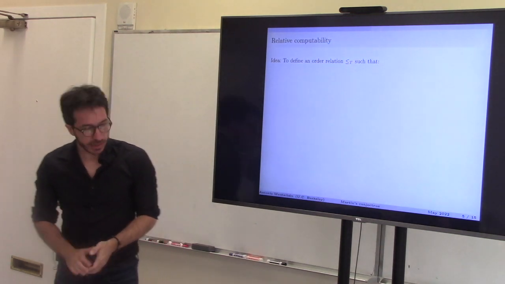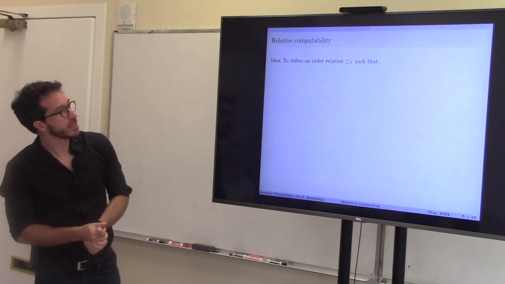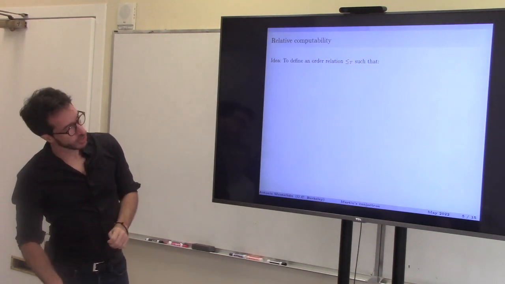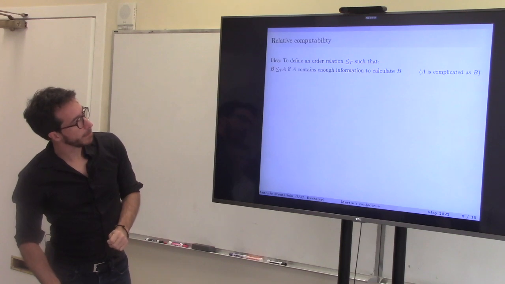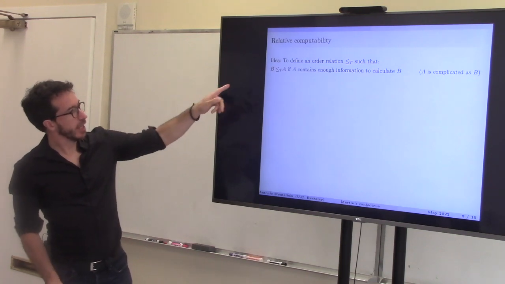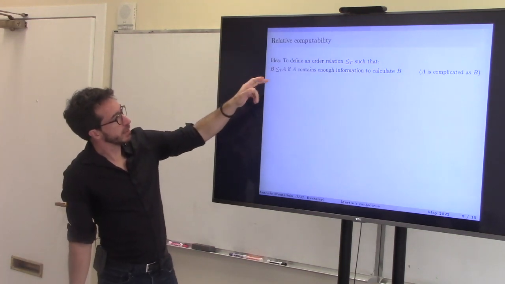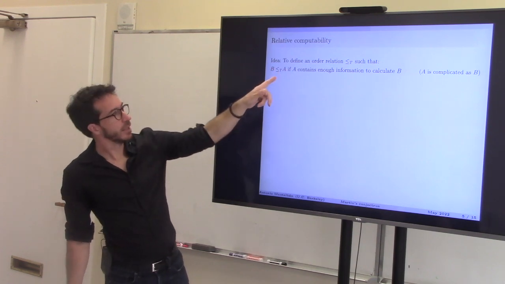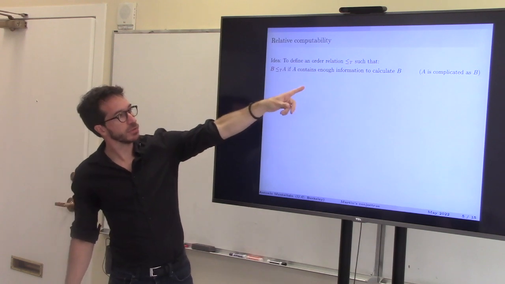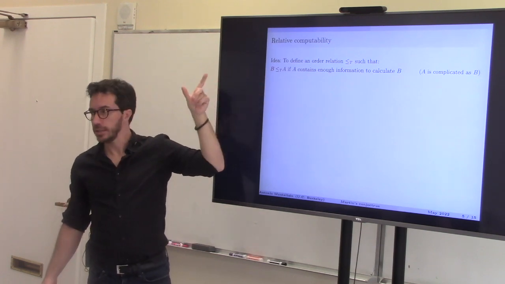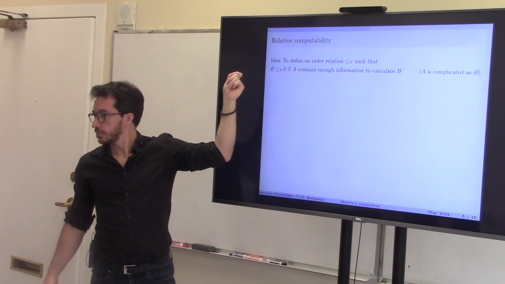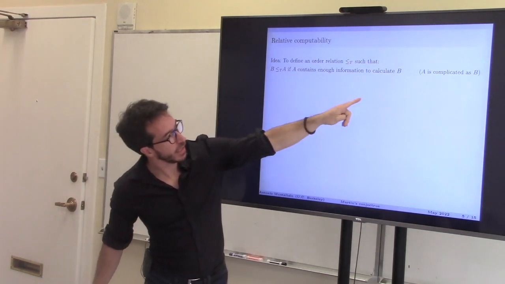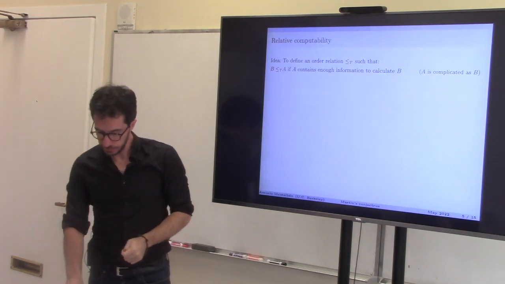Okay, so let's start by defining this ordering relation on reducibility. Less than or equal T. The idea is that a set B, or a function B, is Turing reducible to A if A contains enough information to calculate B. I'm going to give you the formal definition in a second. And we're going to say that A is as complicated as B.